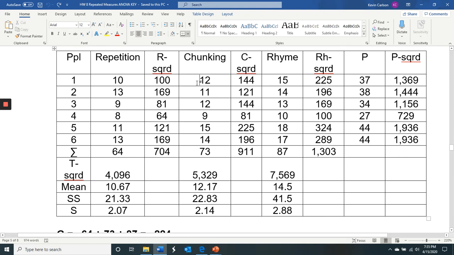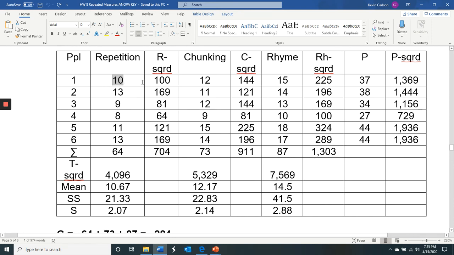We do the same thing for chunking. So go ahead and add the raw scores for chunking. Add them together. 73 is the T for chunking. To get T squared for chunking, we need 73 times 73, so we get 5,329. We do the same thing for rhyme. Add the raw scores together. This is our T. We take 87 times 87 to get T squared for rhyme.